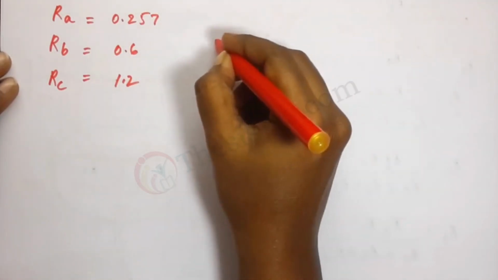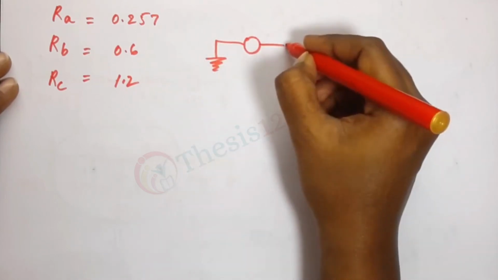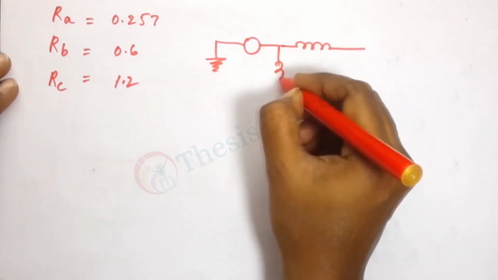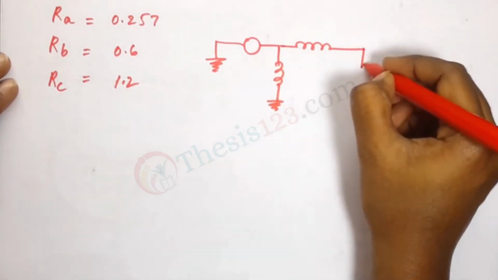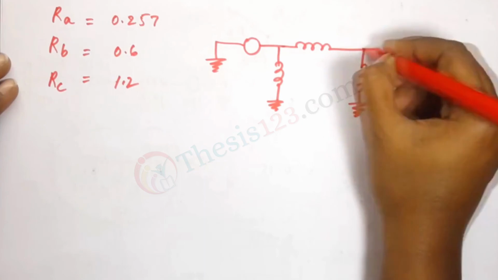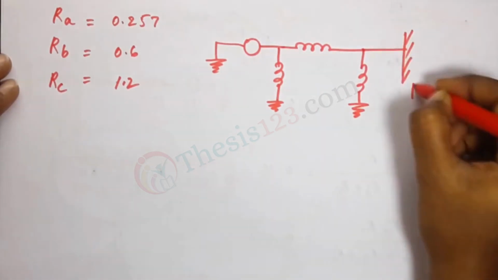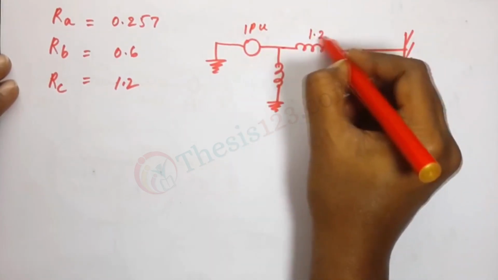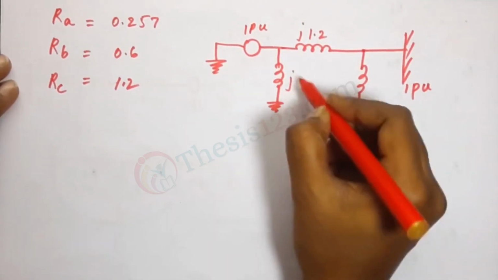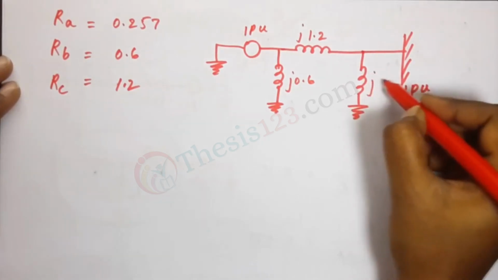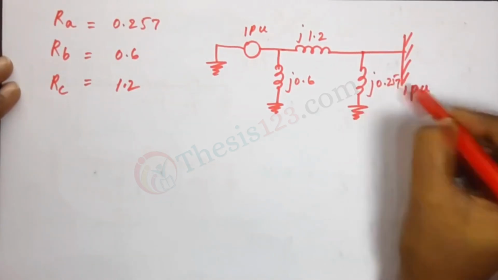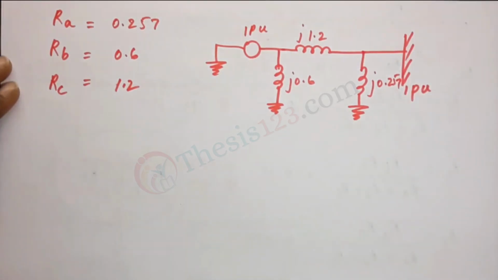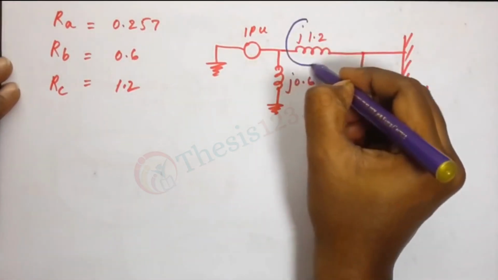So our circuit now becomes as such. Let me just show you. So here this is 1 pu, this is 1 pu, this is J1.2, this is J.6, and this is J.257. Alright, so now we concentrate on the impedance here of the line.